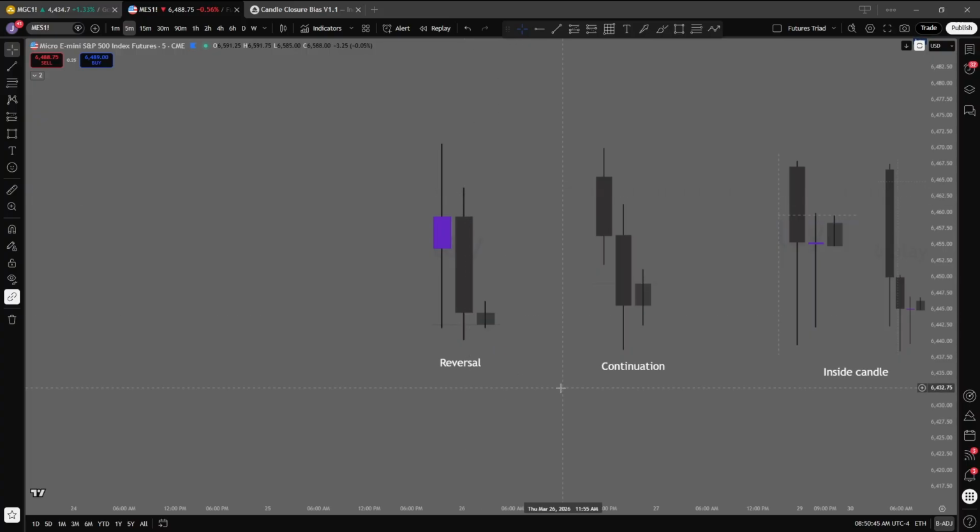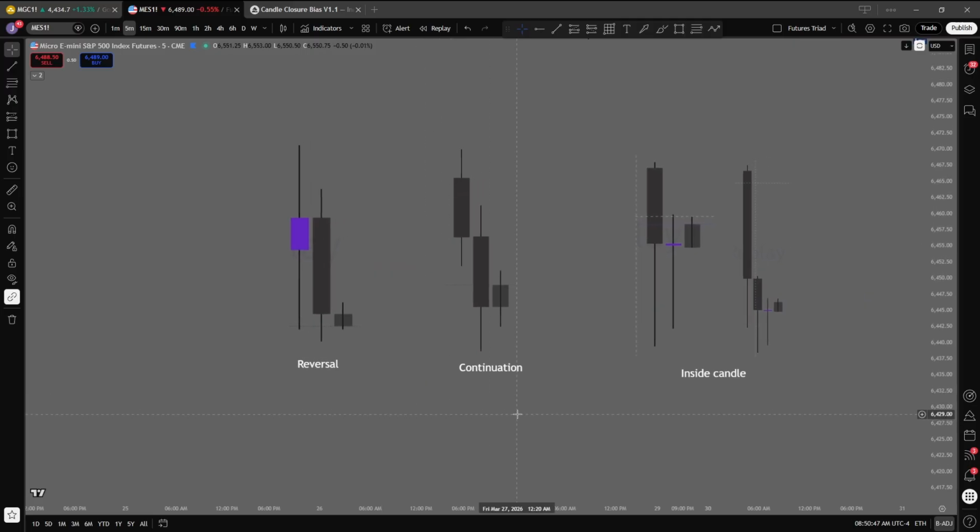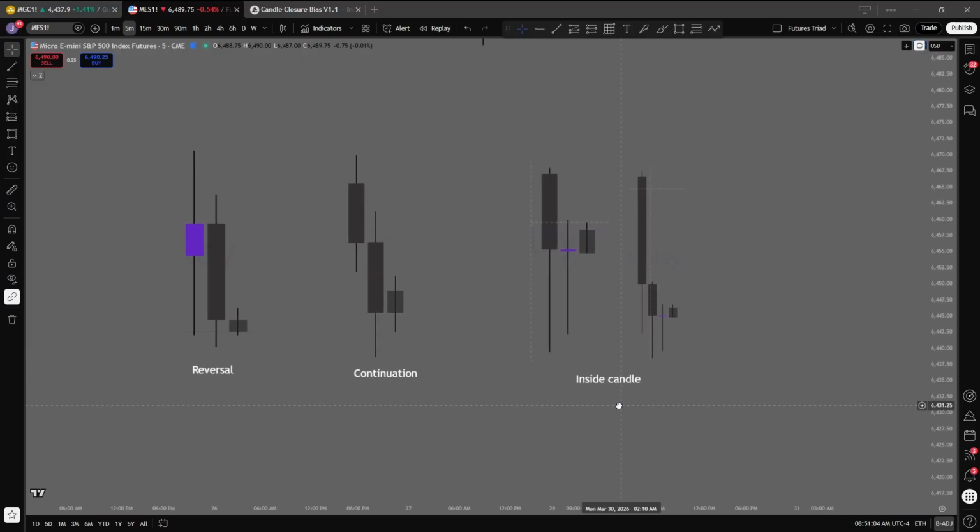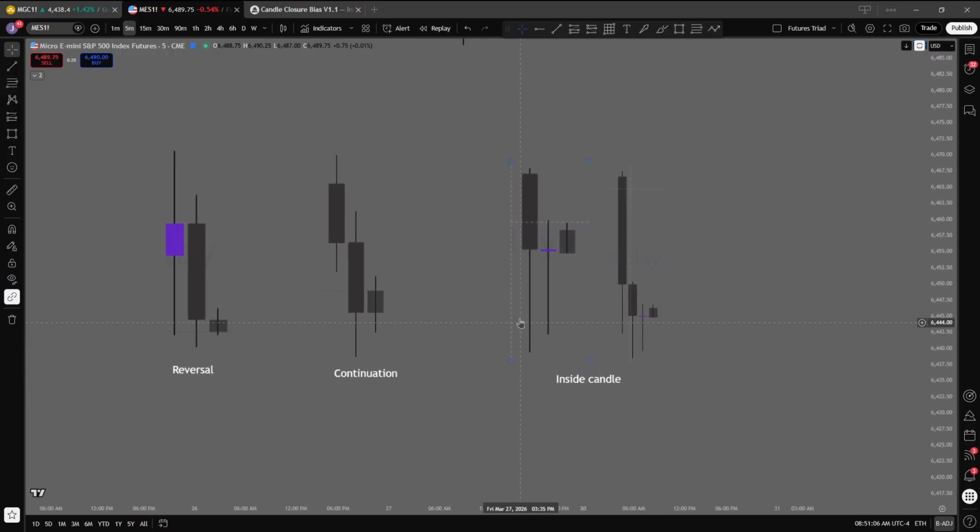All right. The second scenario we have is a continuation scenario. This is when the second candle closes completely below the high or low of the first candle. In this scenario, we would expect this third candle right here to take out this low from the second candle. Now the last thing that could happen is an inside candle. This is when the second candle doesn't take out the high or low of the first candle.